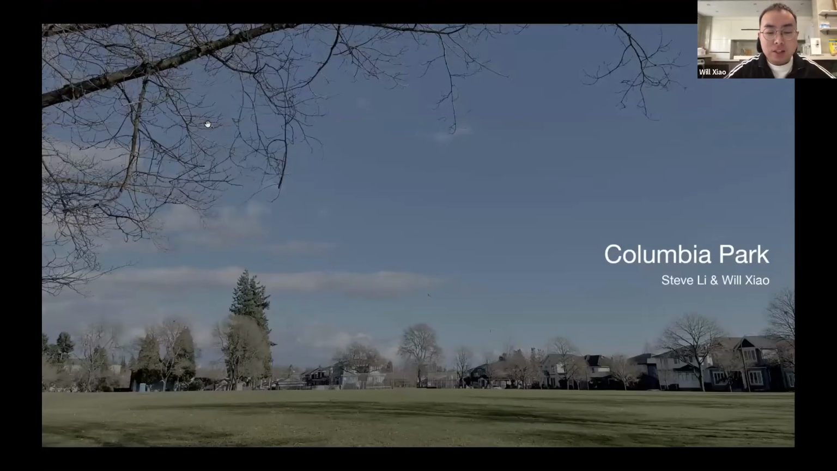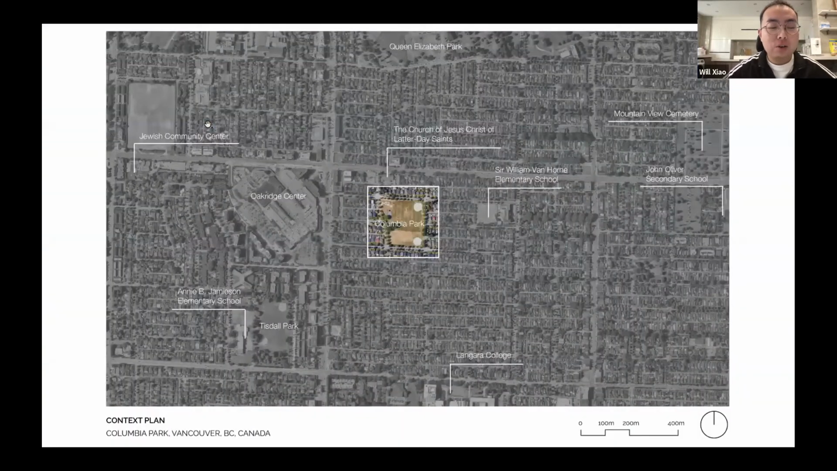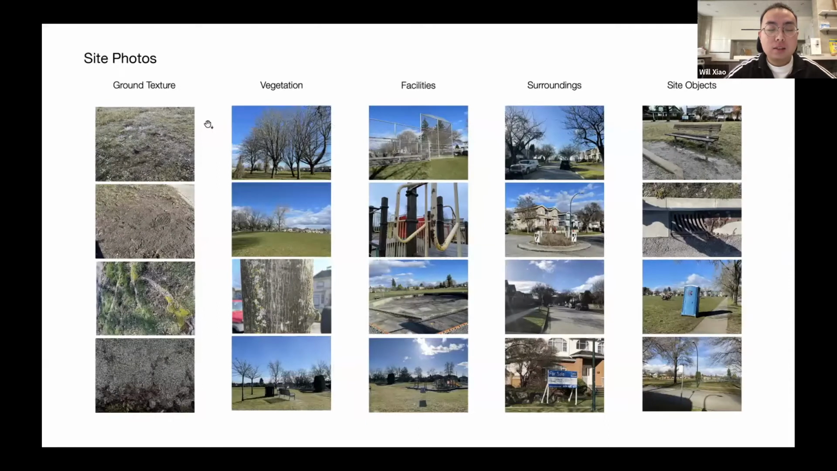We will begin with an introduction of our site research and analysis. This park is located in Oak Ridge, Vancouver. It is a rather young neighborhood with several schools and a shopping mall. A Jewish community center and a church lie on West 41st Avenue, and the two parks are within 1 kilometer distance. These are some photos that we took during the visit.